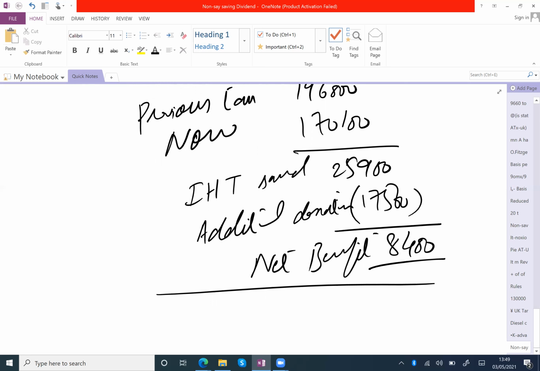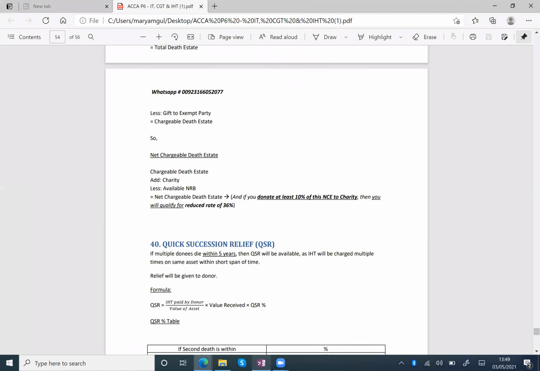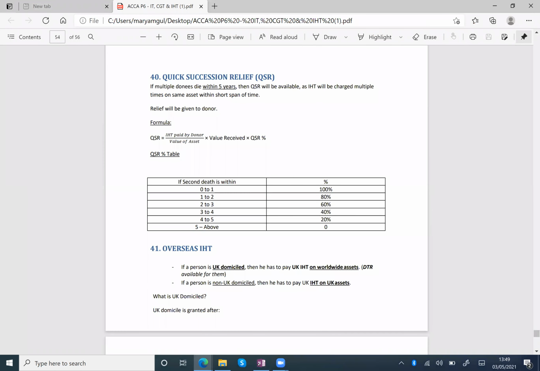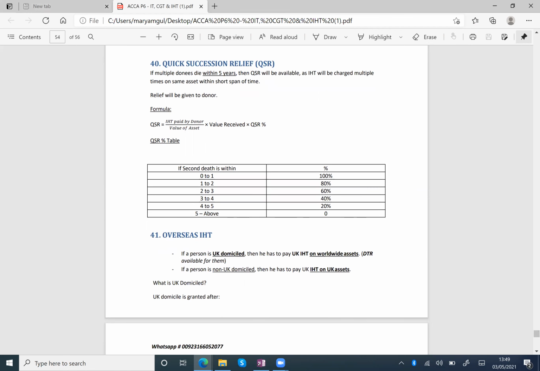Now the next topic is quick succession relief, QSR. Quick succession relief is available if multiple donors die within 5 years, because IHT will be charged multiple times on the same asset within a short span of time.